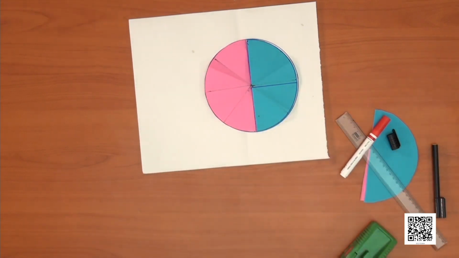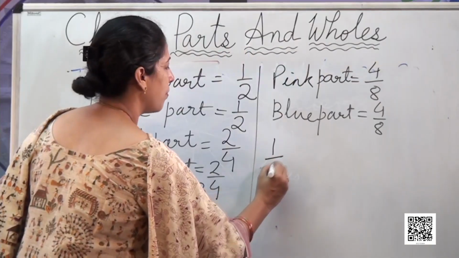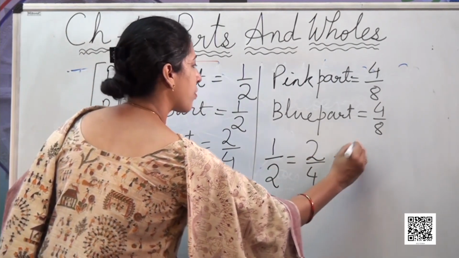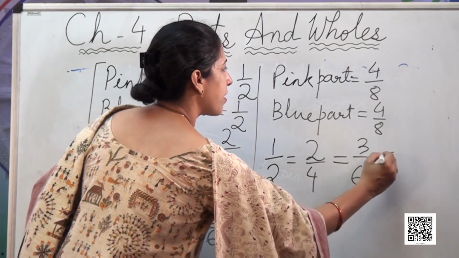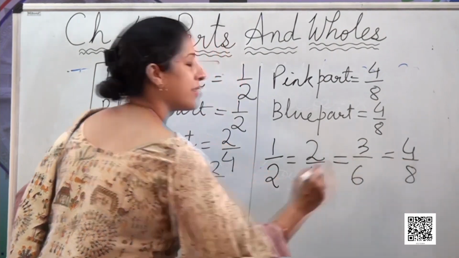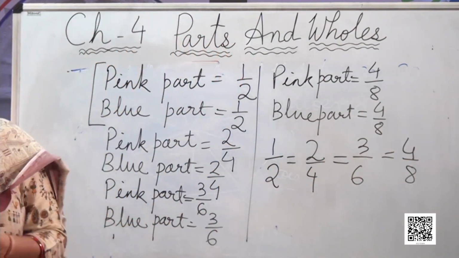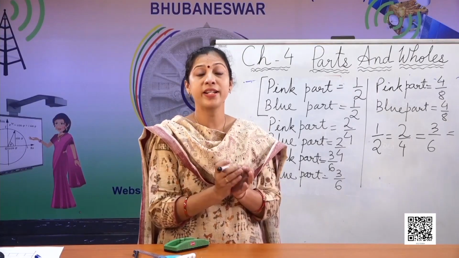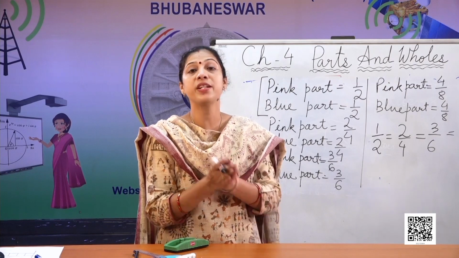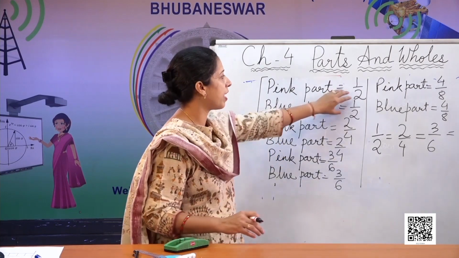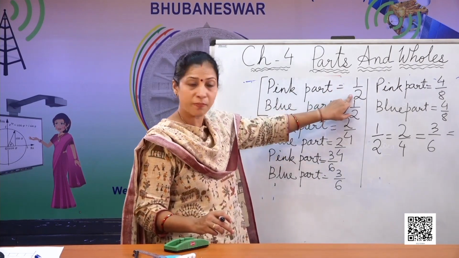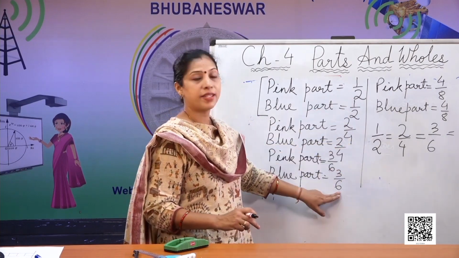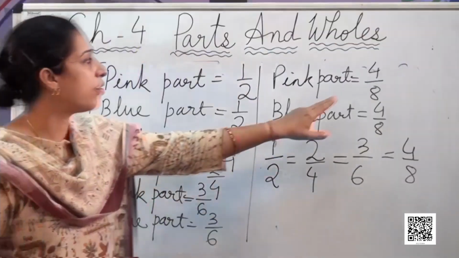So can we tell that 1 by 2 is equal to 2 by 4 is equal to 3 by 6 is equal to 4 by 8? Because we have not changed any colors. We have just divided the circle into different equal parts. Here we have divided the circle into 2 equal parts. Here we have divided the circle into 4 equal parts. Here into 6 and here into 8.